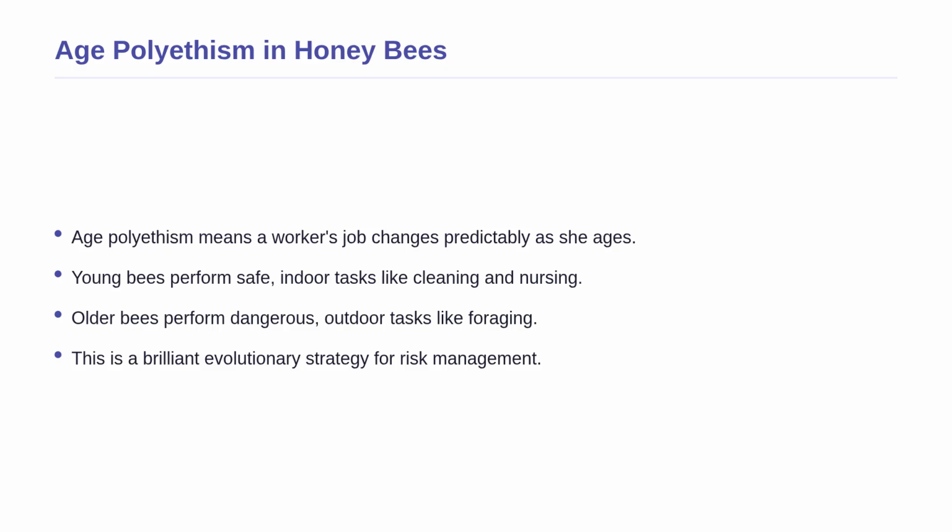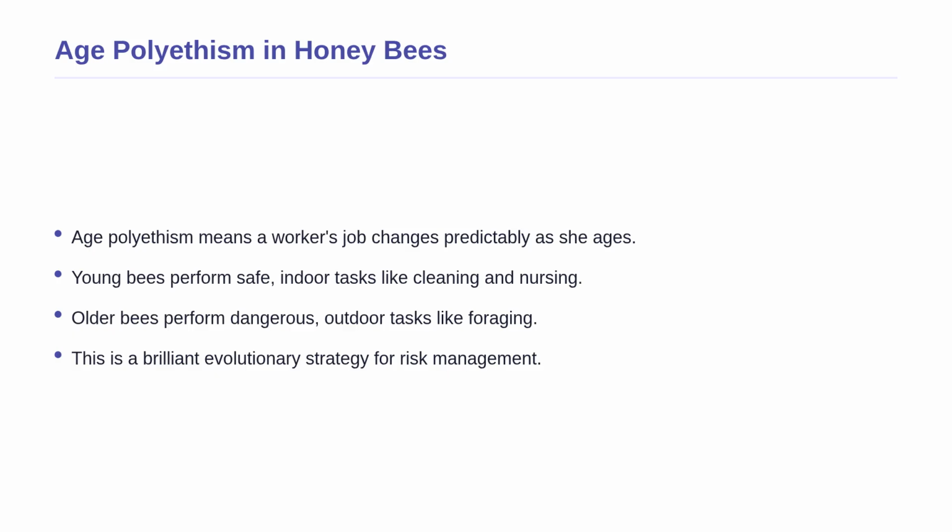Building on the idea of division of labor, the most common type in honeybees is called age polyethism, or temporal polyethism. This means a worker bee's job changes predictably as she gets older. For the first few days, she cleans the hive. Then she becomes a nurse, and later a builder. Finally, in the last stage of her life, she leaves the hive to become a forager.